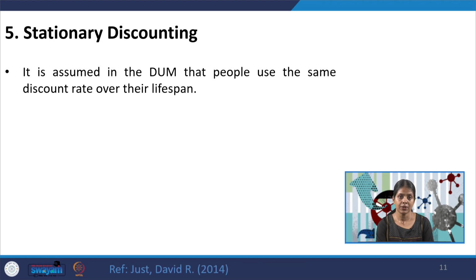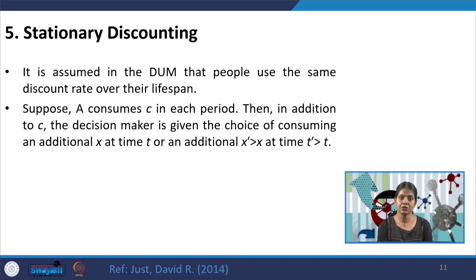The fifth feature that we are going to discuss is stationary discounting. It is assumed in the DUM that people use the same discount rate over their lifespan. Suppose A consumes C in each period. So, C is the amount of consumption.